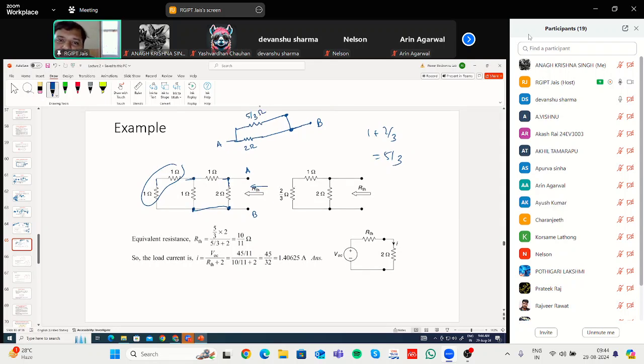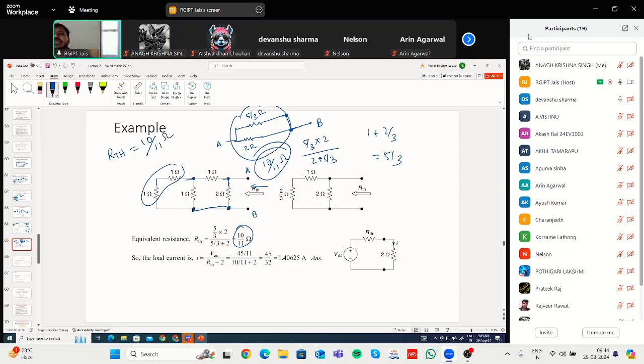Now this 5 by 3 and this 2 ohm are in parallel. So again, 5 by 3 multiplied by 2, divided by 2 plus 5 by 3. So the net will be 10 by 11. So this will be nothing but 10 by 11 ohm. So your RTH, also known as Thevenin's equivalent resistance, is 10 by 11 ohm.